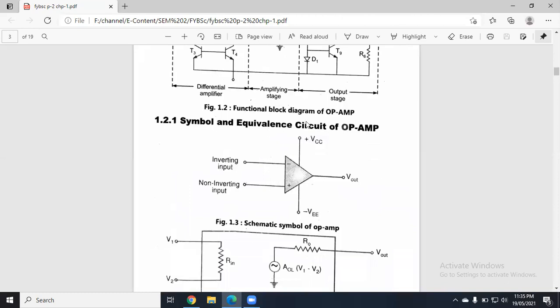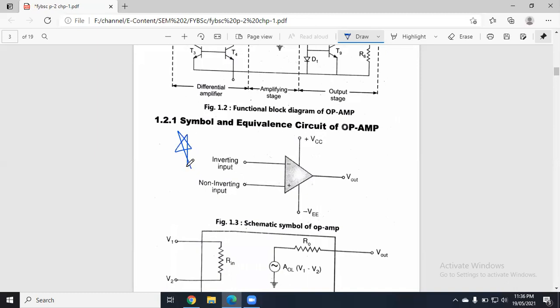After that, the symbol and equivalent circuit of the op amp. This is going to be very important. Always remember the symbol. This is how the symbol of the op amp is drawn. There is a triangle which has two inputs, inverting and non-inverting. Inverting is always denoted by the negative symbol, and non-inverting is always denoted by the positive symbol. There is a single-ended output, and as it is an active device, it will have a power supply, plus VCC and minus VEE. So always remember this. This is going to be very, very important.